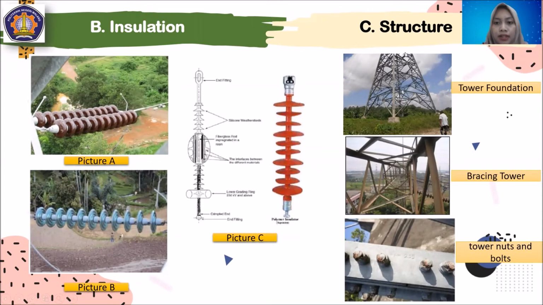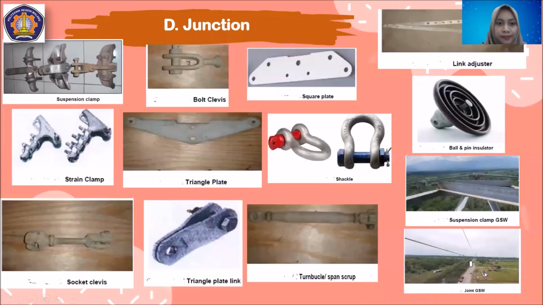And then C, subsystem structure. In the subsystem structure, there are 1, tower foundation, and then bracing tower, and the last is tower nuts and bolts. This is the subsystem junction. The following are the subsystem junction: suspension clamp, strain clamp, socket clevis, bolt clevis, angle plate link, square plate, shackle, turnbuckle or span strap, ring adjuster, ball and pin insulation, suspension clamp GSW, and joint GSW.